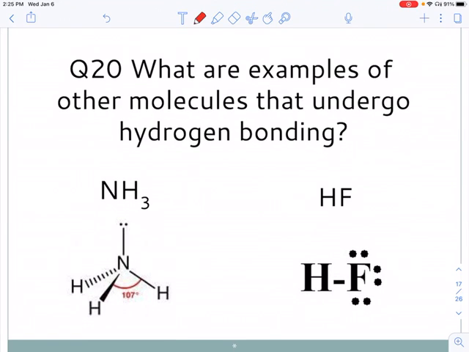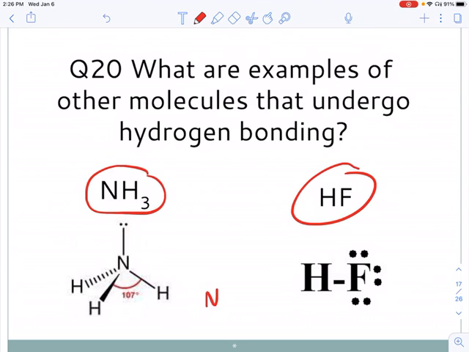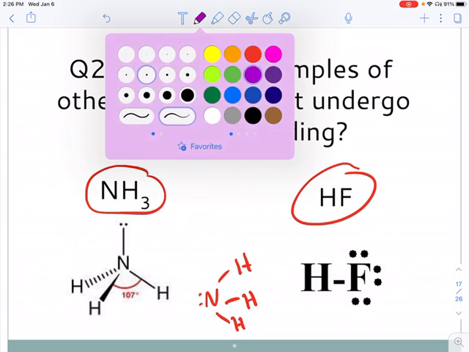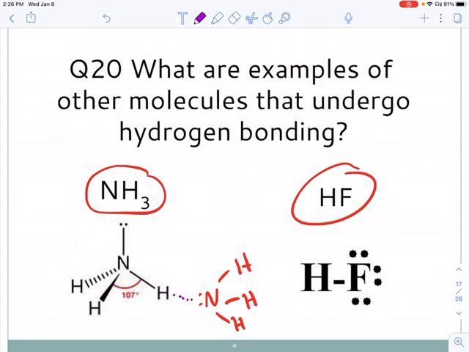Some other molecules that can undergo hydrogen bonding would be something like ammonia or hydrogen fluoride. Okay? So both of these molecules have either an N, an O, or an F bonded to an H. So NH3, this molecule can hydrogen bond. I could put a neighboring ammonia right here, and we could get a hydrogen bond between these two molecules, right? Just like that. Positively charged hydrogen attracted to a lone pair on the nitrogen.